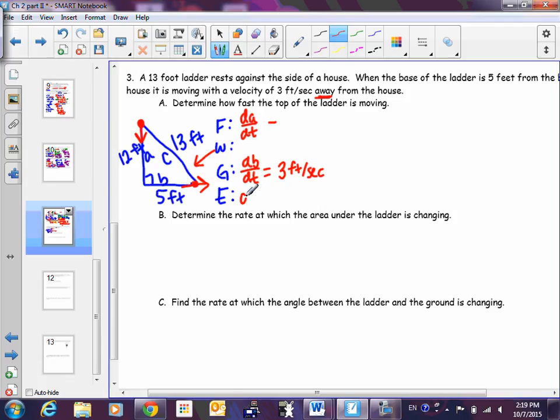So dB over dt has to be positive. And then my equation again is a squared plus b squared equals c squared. Okay, what's my next step? Derive the equation with respect to t. And we've already done this once, so I'm going to go through this part a little bit faster.